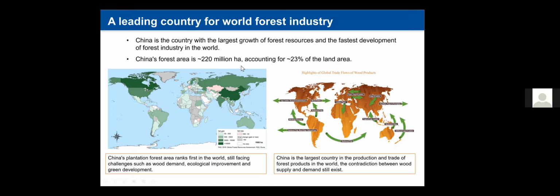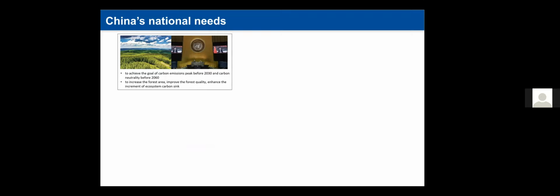So this is our country's national goal. Our president Xi Jinping announced during the United Nations Assembly meeting that our country needs to achieve the goal of carbon emission peak before 2030 and carbon neutrality before 2060. And this year, he highlighted again that we need to increase the forest area, improve the forest quality and enhance the increment of ecosystem carbon sink.